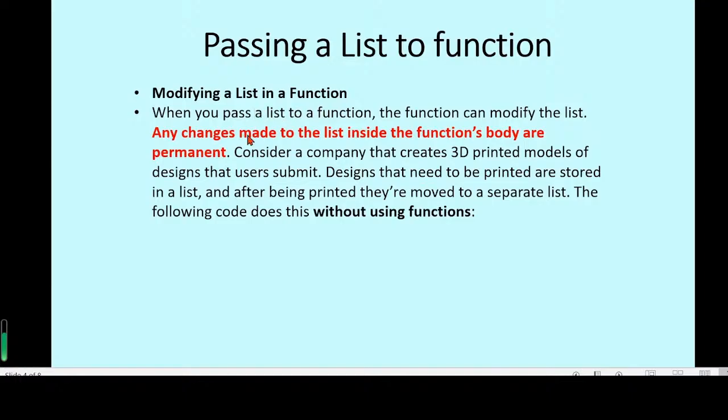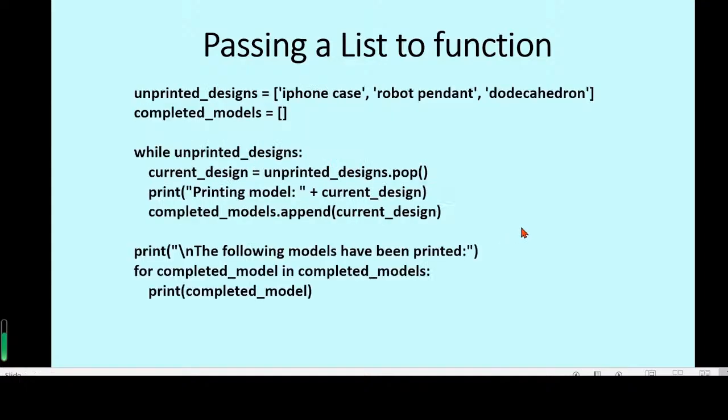Modifying a list in a function. When you pass a list to a function, the function can modify the list. So any changes made to the list inside the function's body are permanent. Consider a company that creates 3D printed models of designs that the users submit. Designs that need to be printed are stored in a list, and after being printed, they are moved to a separate list. The following code does this without using a function. So if we do not use a function, we will use the following code.